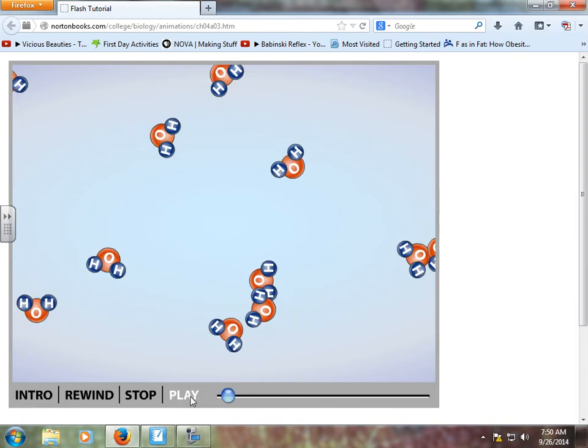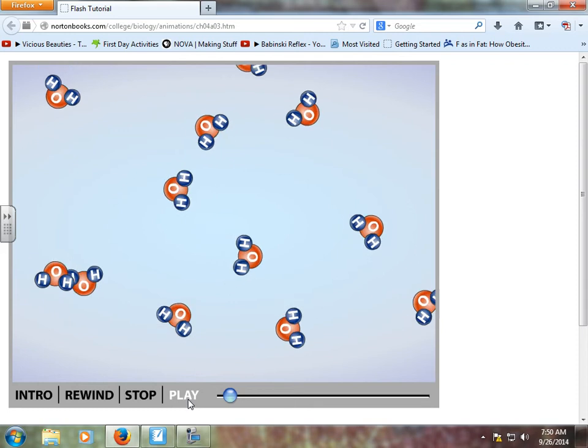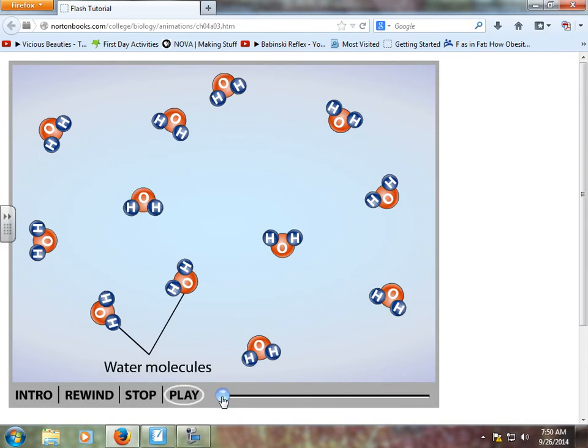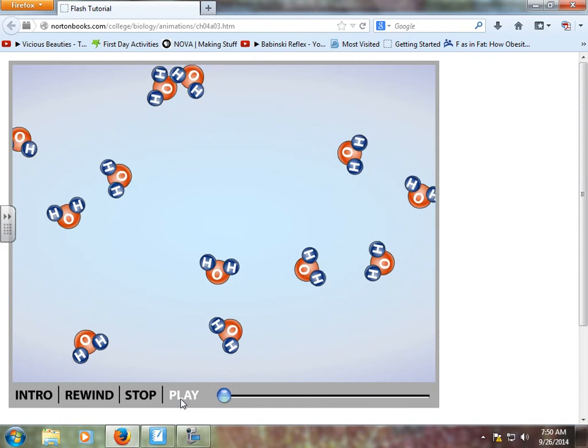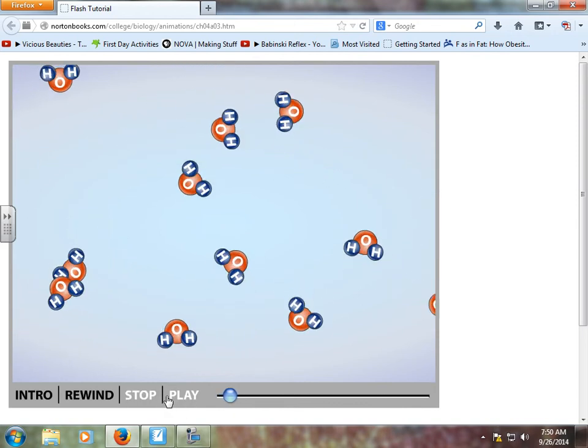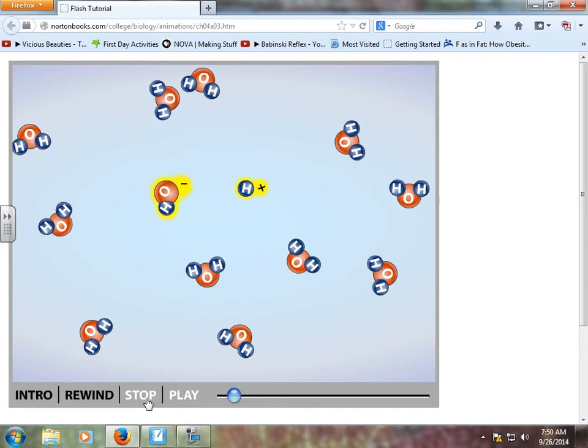In pure water, 1 out of every 500 million water molecules dissociates, forming a hydroxyl ion and a hydrogen ion. In pure water, 1 out of every 500 million water molecules dissociates.